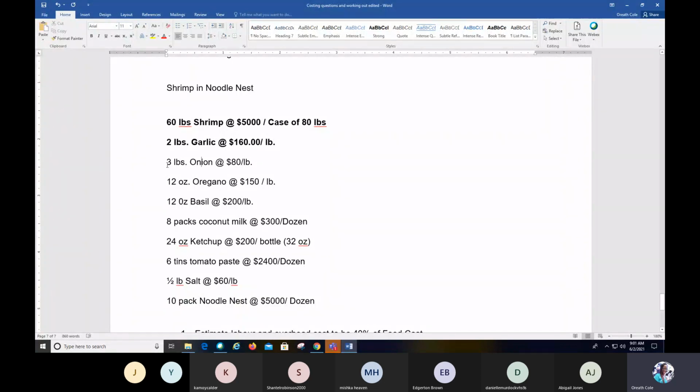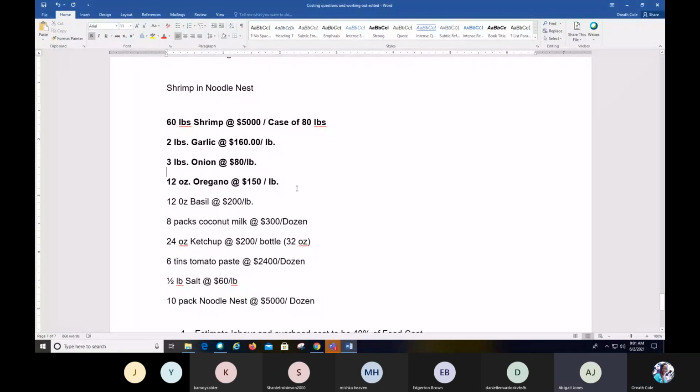What is the third one saying now? 3 pounds of onion at $8 slash pound. What does that mean? $8 per pound of onion, and we're looking for the cost for the 3 pounds. All right, great, excellent. Next one.